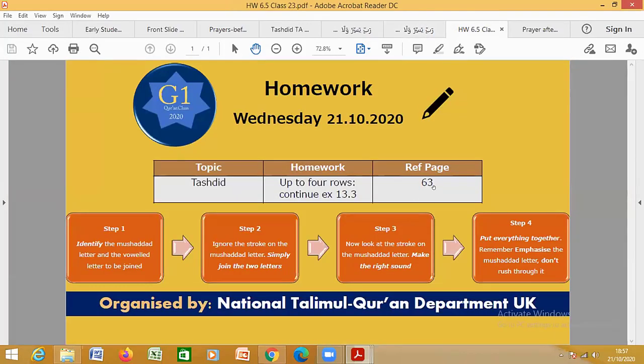So that's your homework, and be mindful of the steps of practicing the rule of tashdid. Remember that you have to identify the mushaddad letter, then you have to join those 2 letters, ignoring the stroke on the mushaddad letter. Then you have to look at the stroke and make the right sound, and then you have to put everything together. So inshallah, if you focus on following these steps, you will be able to perfect this lesson of tashdid. Okay, but the more you practice, inshallah, the better that you will get. Okay, so that's your homework.